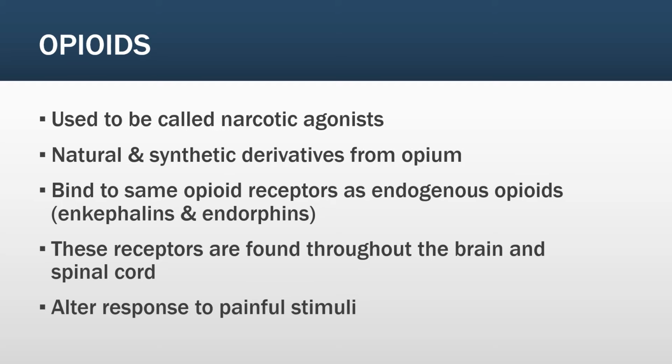There are both natural and synthetic derivatives of opioids that come from the opium poppy. These derivatives bind to the same receptors as endogenous opioids such as enkephalins and endorphins. The opioid receptors are found throughout the brain and spinal cord, and when stimulated, they alter the response to painful stimuli.